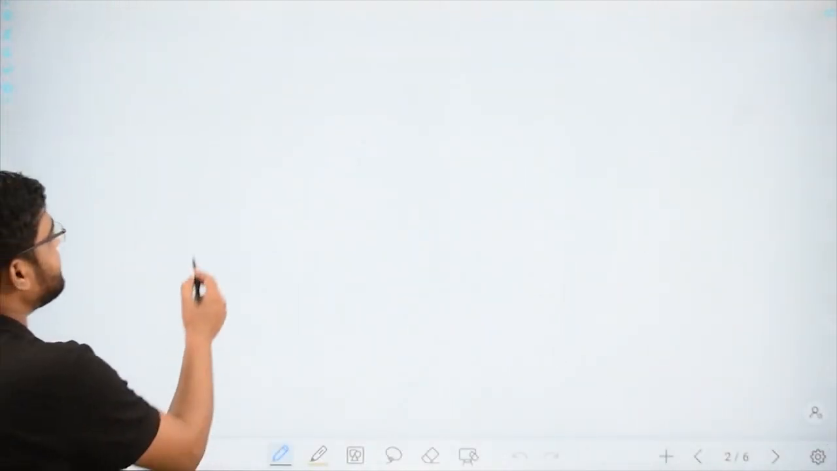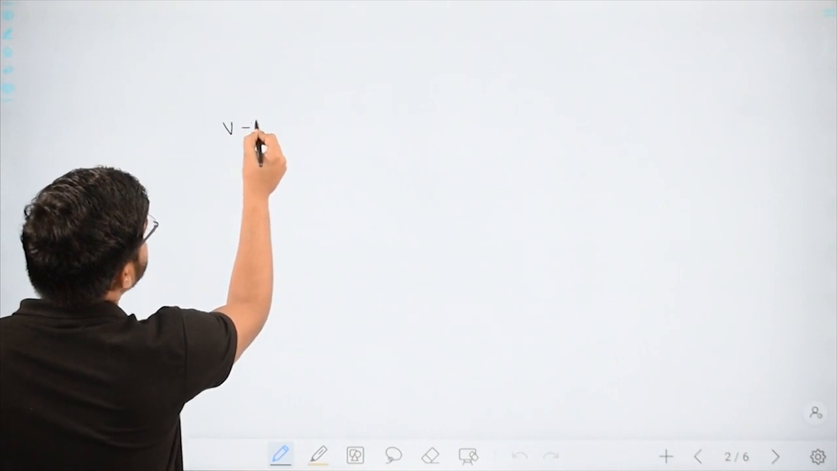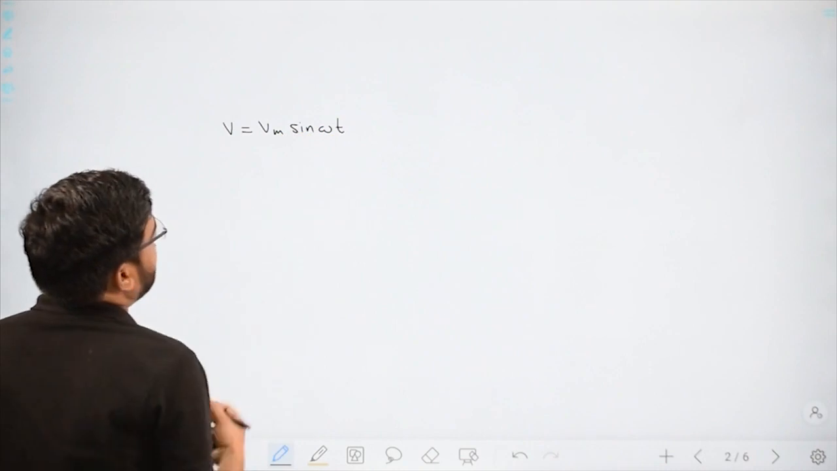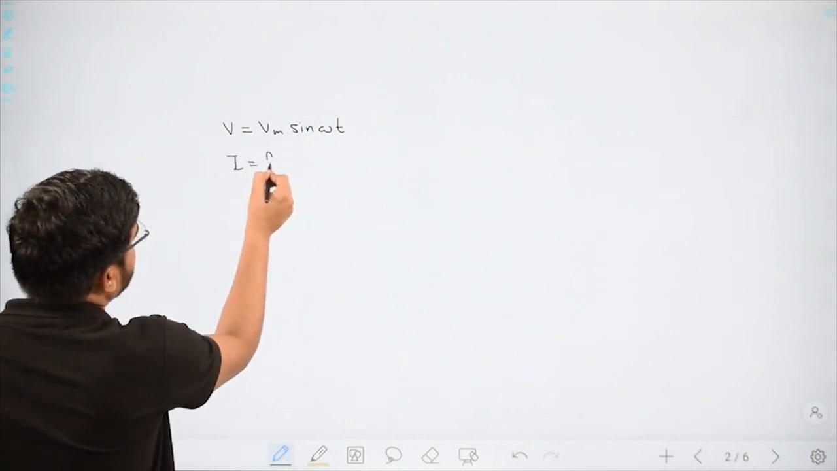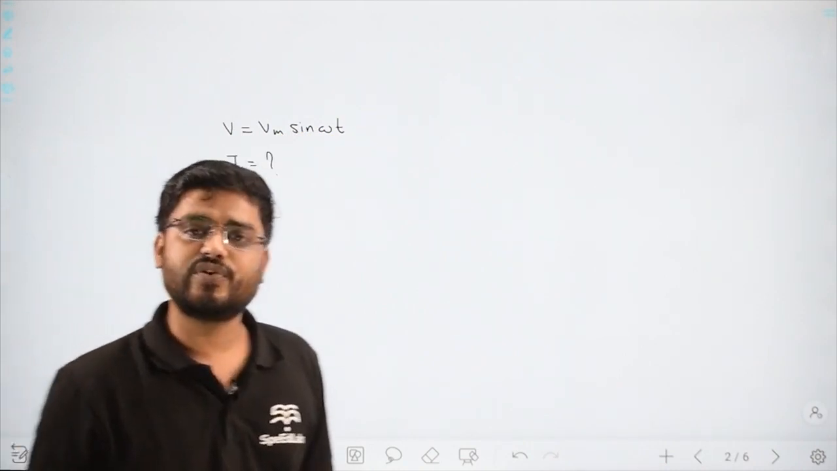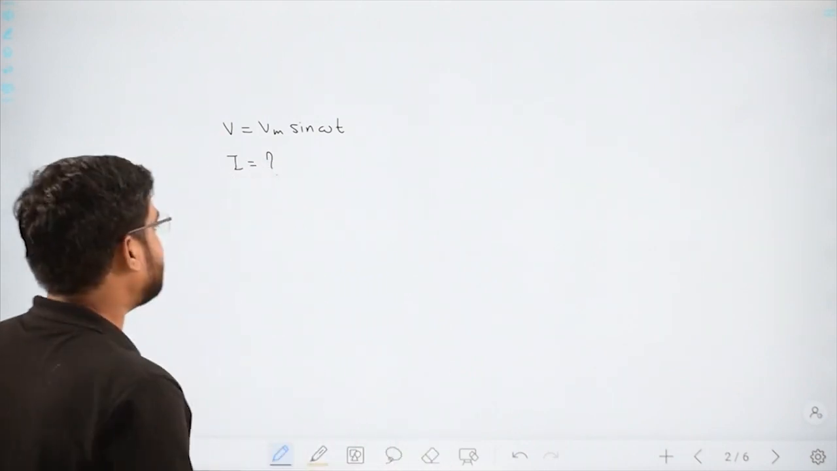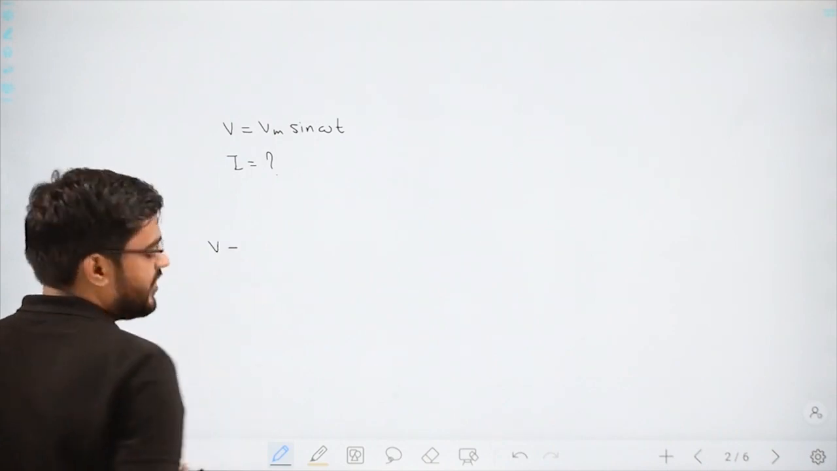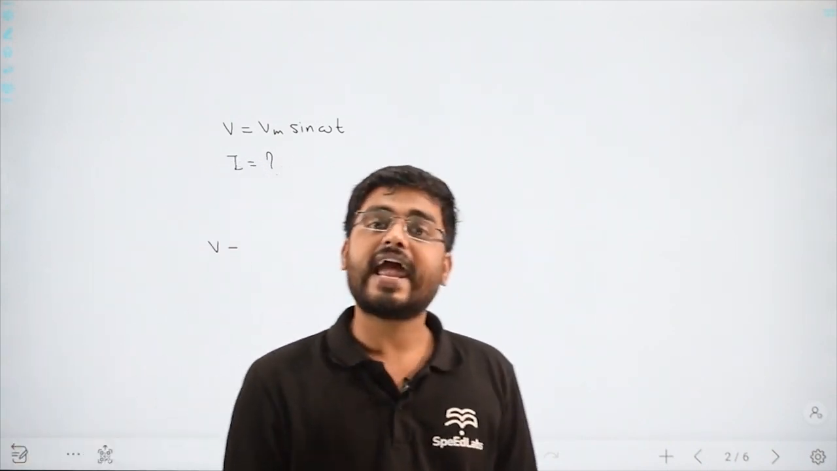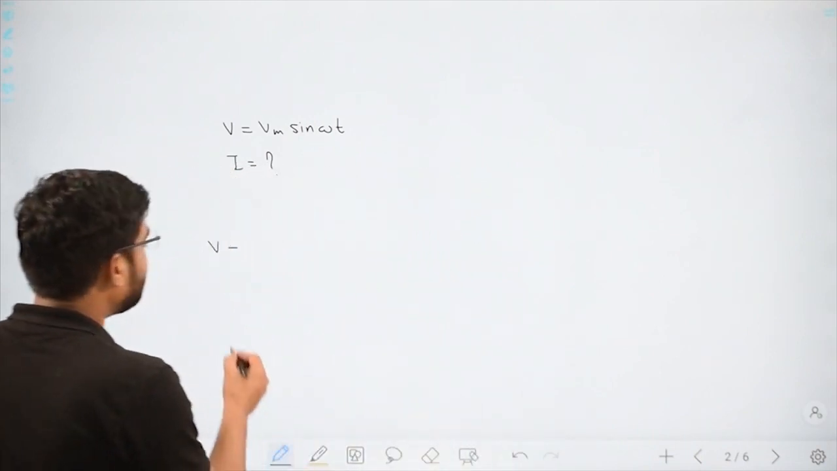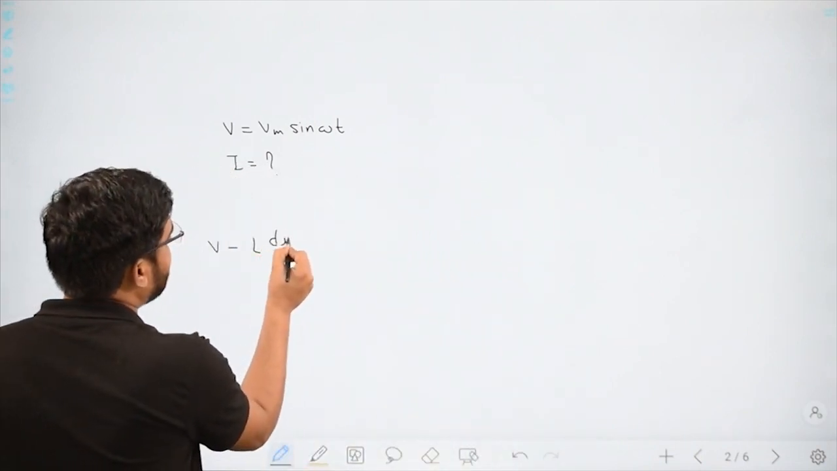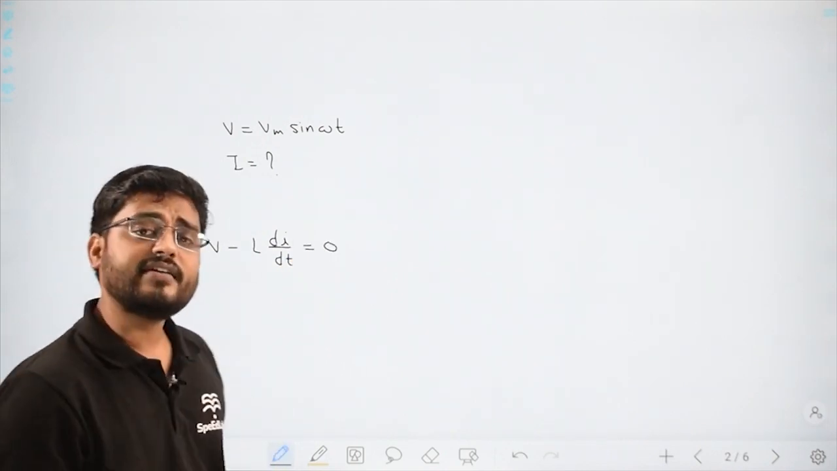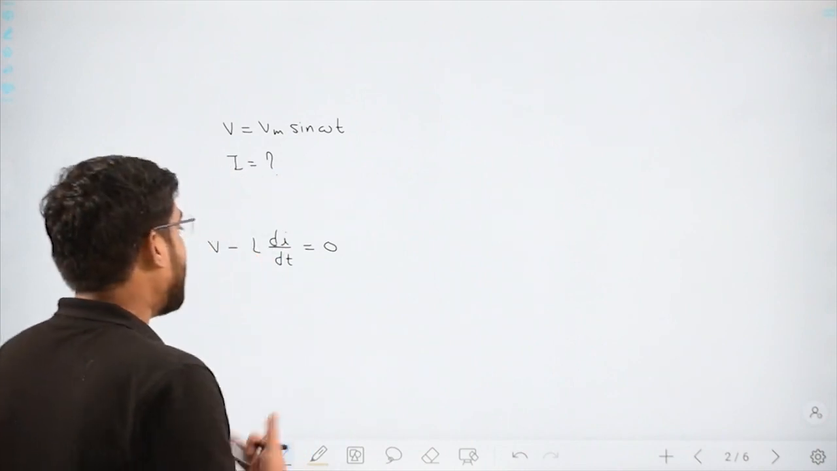Now let us discuss the entire case. V is given to us as Vm sin omega t. The idea is to get an expression for current. We don't know how much current is going to flow. So again, let us start with the same thing and write Kirchhoff's loop law. It will be V minus, what is the potential difference across an inductor? L di by dt. So the potential difference across an inductor is L di by dt. And then the entire circuit is done because only the voltage source and inductor were connected. So it is V minus L di by dt.